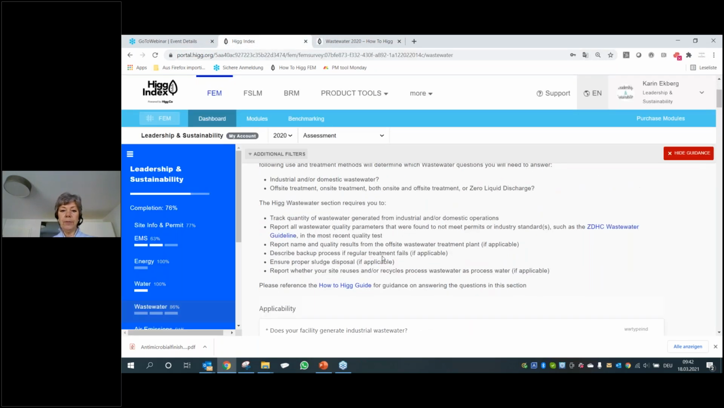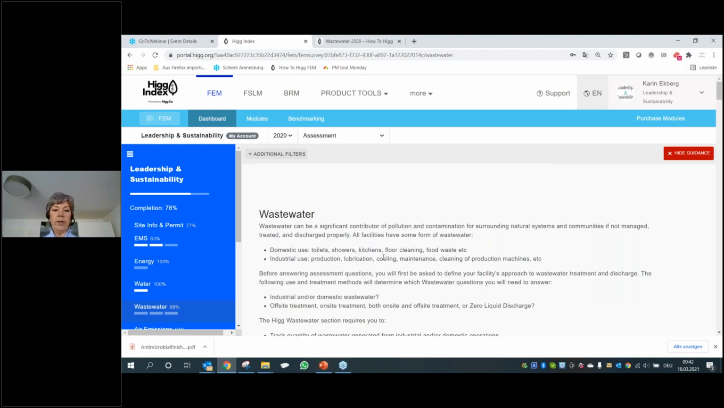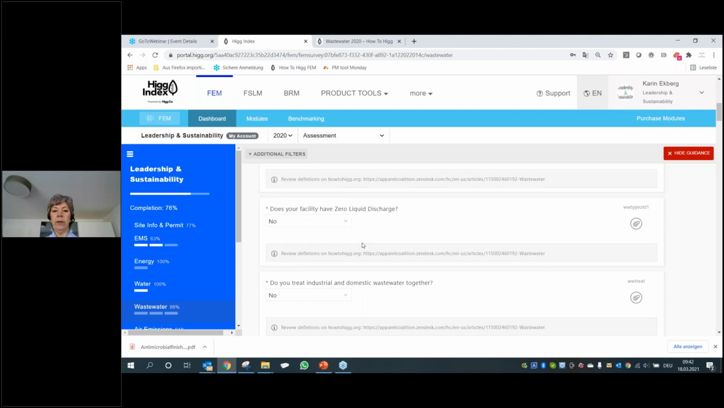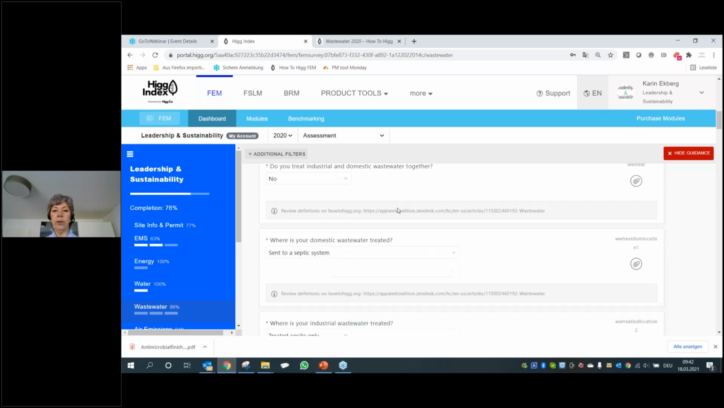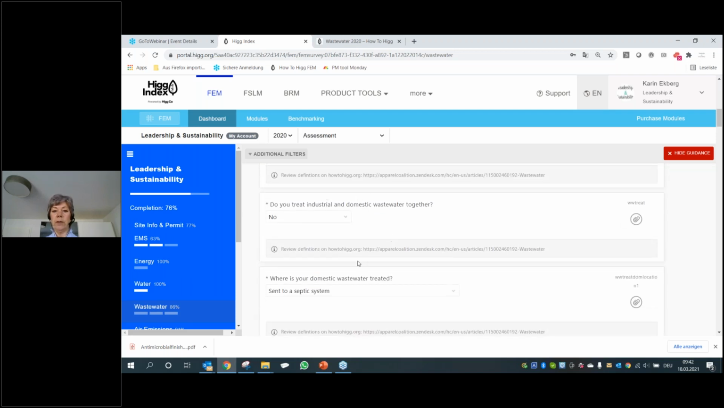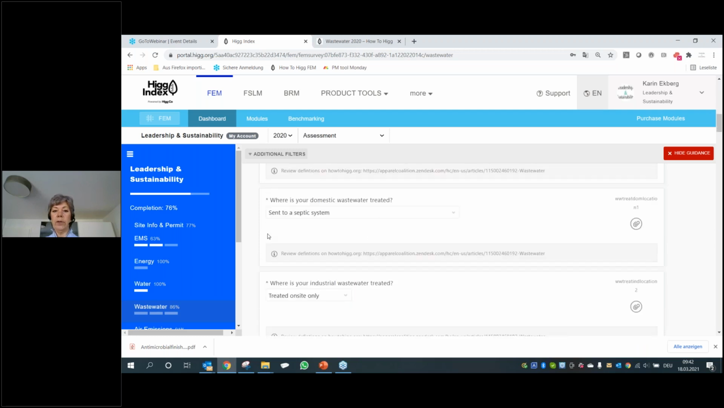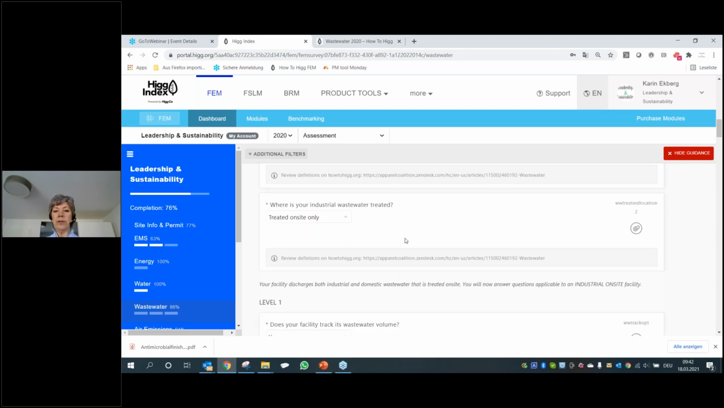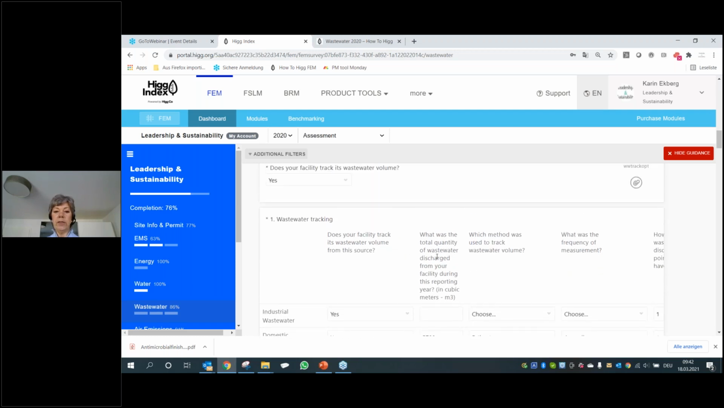the online portal. And so here we are in the wastewater section. And as I said, there are lots of applicability questions. So, for example, does your facility generate industrial wastewater? Do you have zero liquid discharge? Do you treat industrial and domestic wastewater together? Where is your domestic wastewater treated? In this case, I selected sent to a septic system. And where is your industrial wastewater treated? Treated on site only. And then we have the question, does your facility track its wastewater volume?